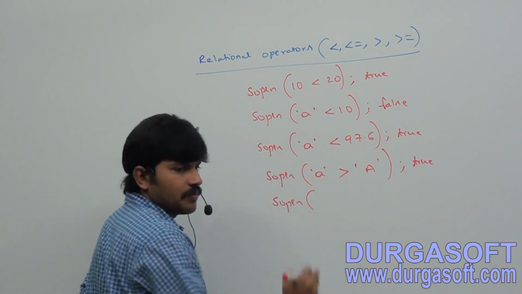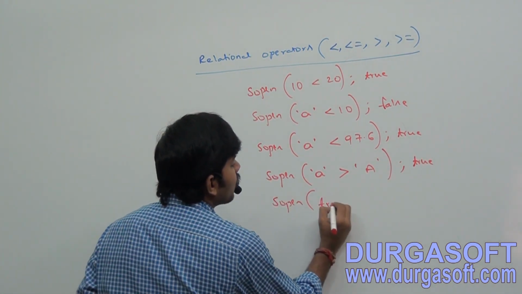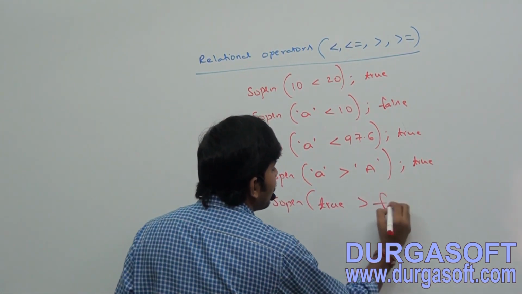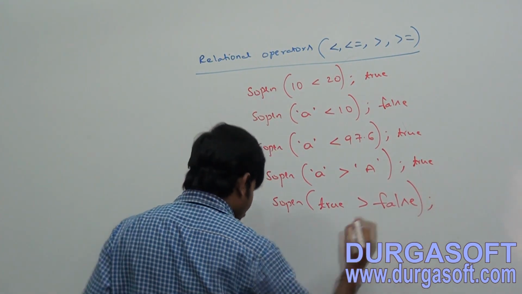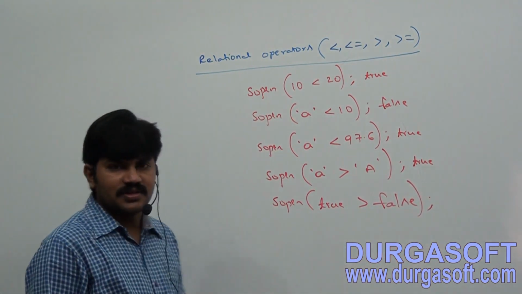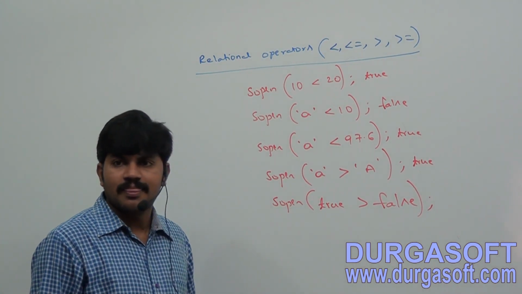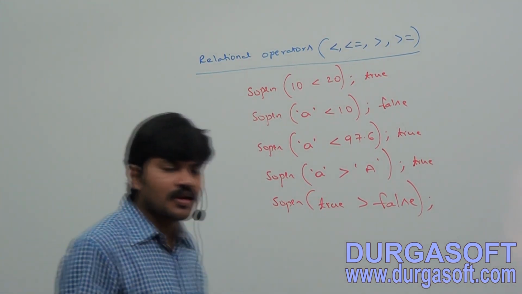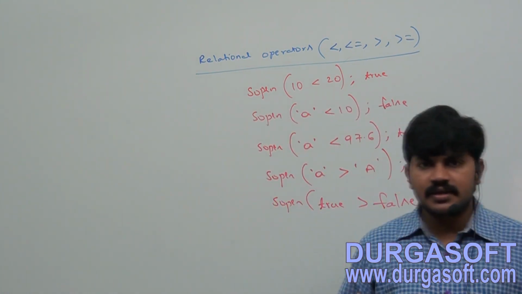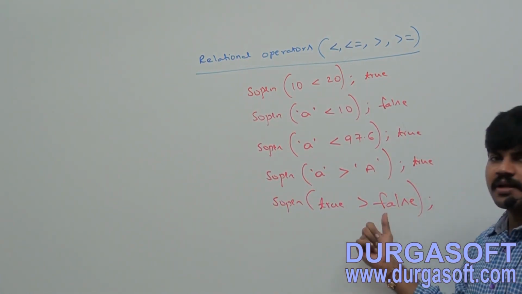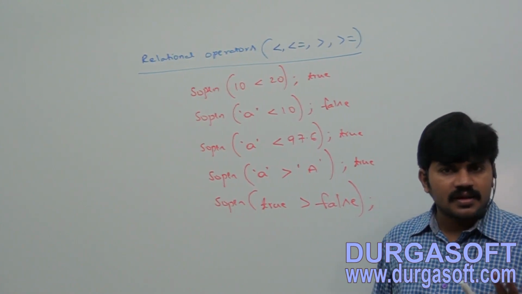system.out.println true greater than false. Is it true or false? If I write like this, immediately we are going to get a compile time error by default. What is the reason for that?